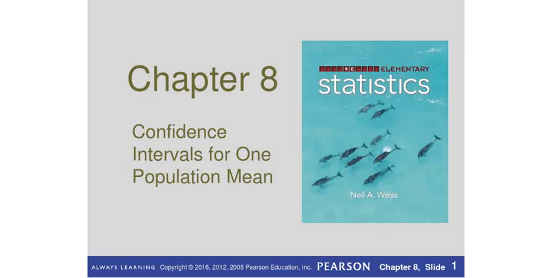Hello everybody, welcome to Chapter 8. This is one of our next to last chapters, in which we're using what we've learned about probability in the normal distribution, and we're going to get some inferences about populations based on our samples. And that's the whole purpose behind what's called a confidence interval for one population mean in this chapter.